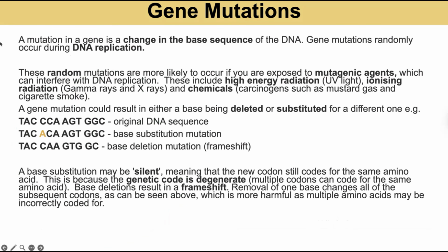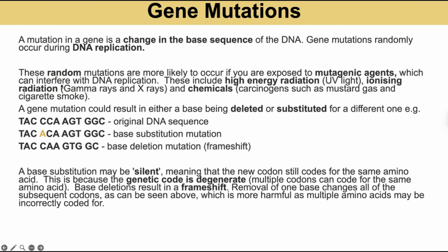Gene mutations is another way that genetic variation is introduced. And a gene mutation is a mutation in a gene, but it means you're changing the base sequence of the DNA for that gene. And these mutations randomly occur during DNA replication. So there's a link here to DNA replication in topic 1, and there's a link here to the cell cycle in topic 2, because DNA replication happens in interphase during S phase.